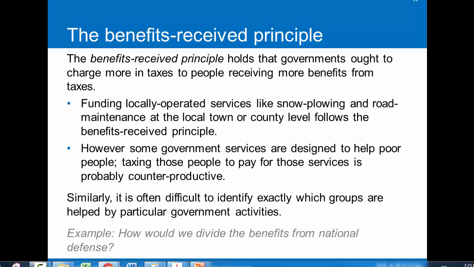Then there's the idea of the benefits received principle. The benefits received principle holds that governments ought to charge more in taxes to people receiving more benefits from taxes. Funding locally operated services like snow plowing and road maintenance at the local town or city level follows the benefits received principle. However, some government services are designated to help poor people. Taxing those people to pay for those services is probably counterproductive. Similarly, it is often difficult to identify exactly which groups are helped by particular government activities. For example, how will we divide the benefits from the national defense?